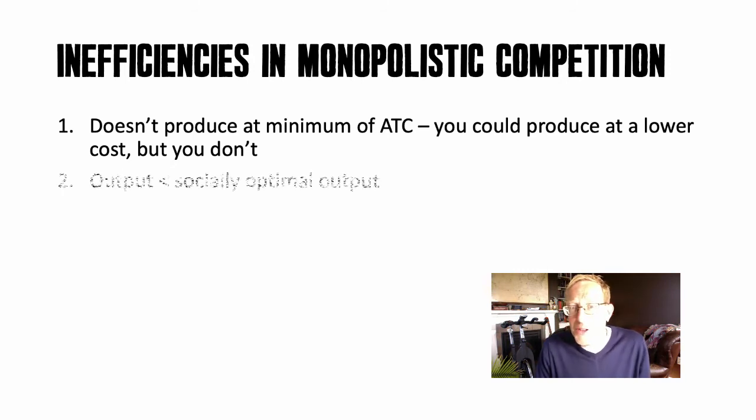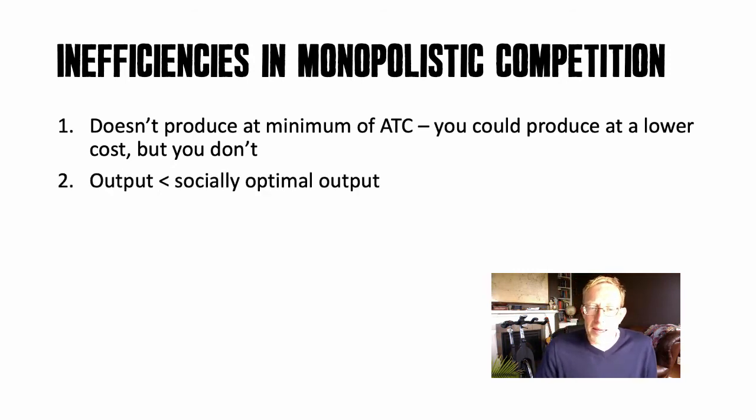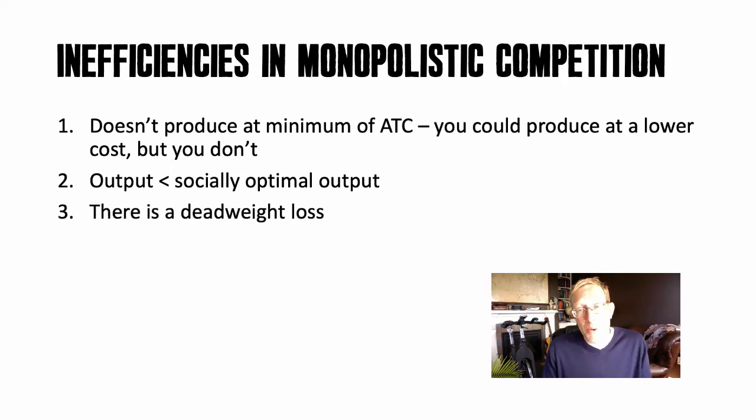That's inefficient. Secondly, the output that's produced is not the same output as is in competition. It's below what society would view as the optimal amount. So that's another form of inefficiency, where the firms are producing a little bit less than what would happen in competition. As a result of that, we end up with some deadweight loss in monopolistic competition.